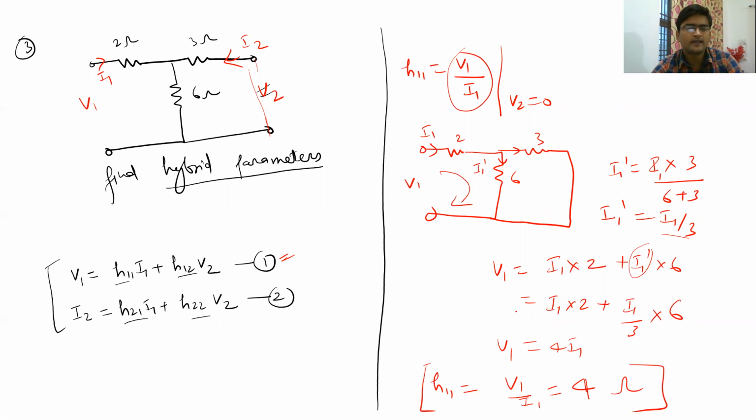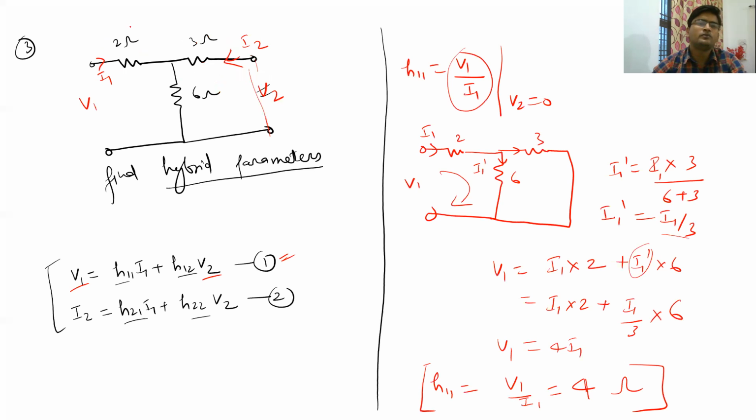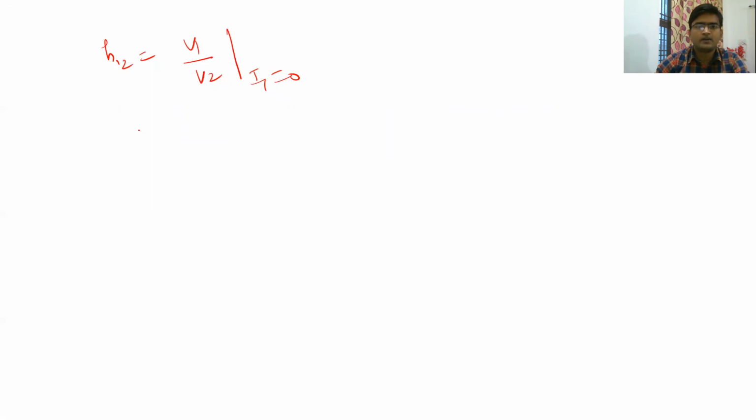Now let us calculate H12. What is the value of H12? It is basically the division of V1 with V2 when I1 is 0. I1 equal to 0 means you have to make this circuit open circuit, right? If you have made this circuit open circuit, let me see what the circuit looks like.